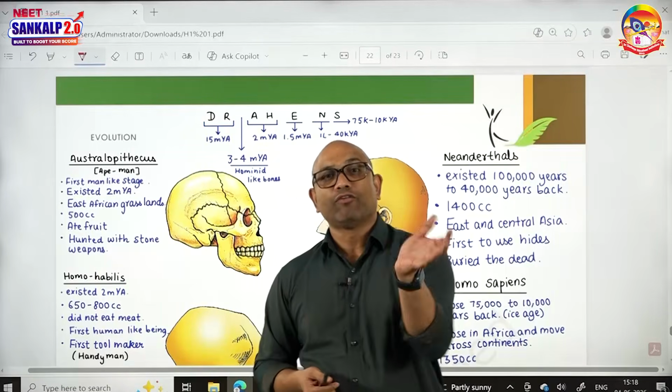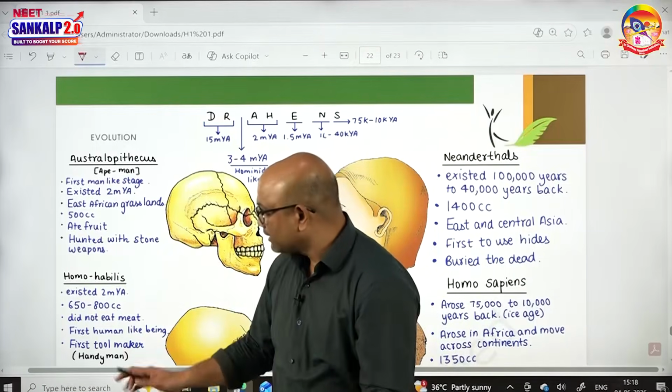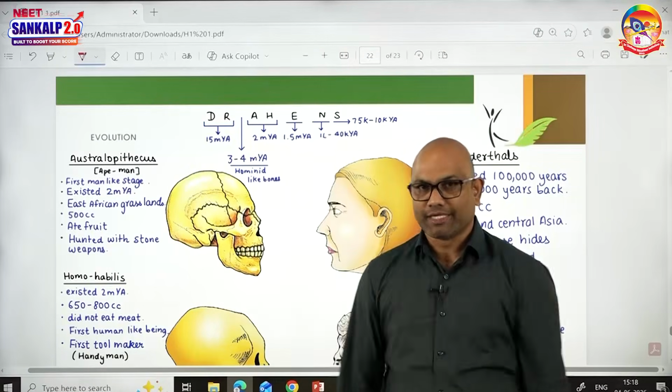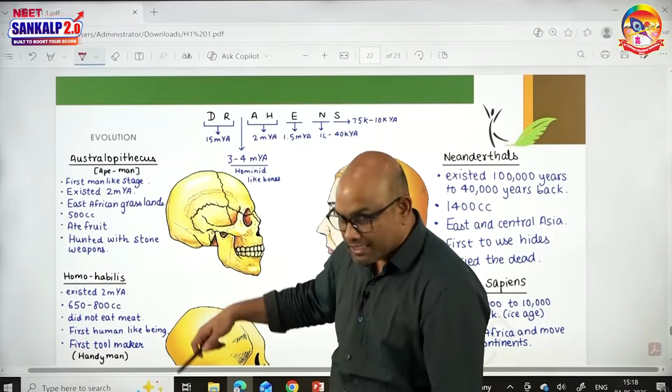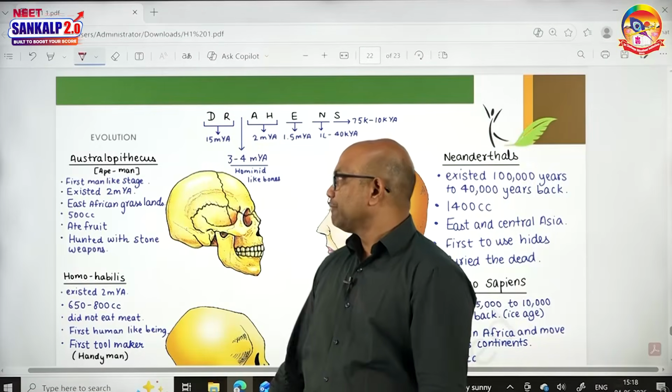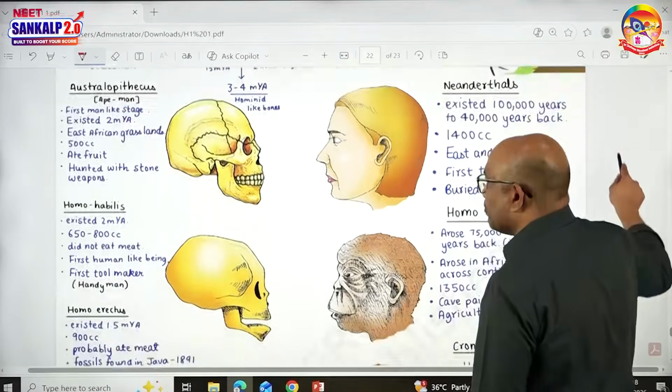Cranial capacity is around 520 cc, brain capacity. They ate fruit, hunted with stone weapons. Remember these points. First man-like, existed 2 million years ago, 520 cc, ate fruit, hunted with stone weapons are the characters of Australopithecus. Next stage is Homo habilis.